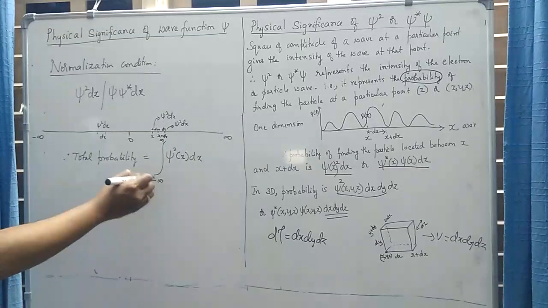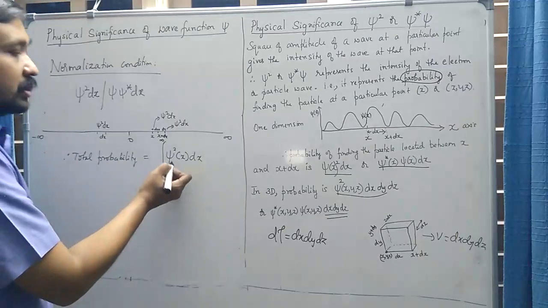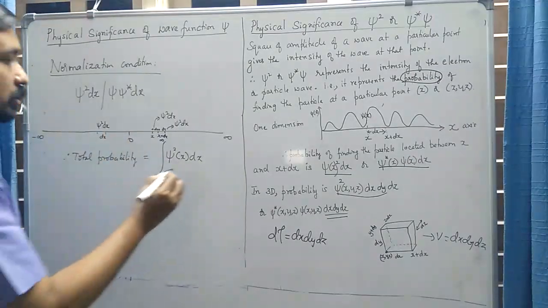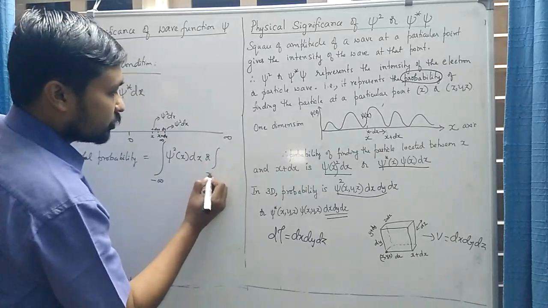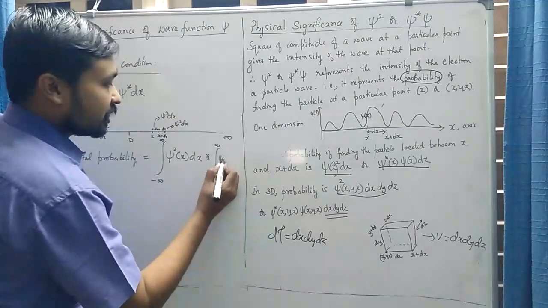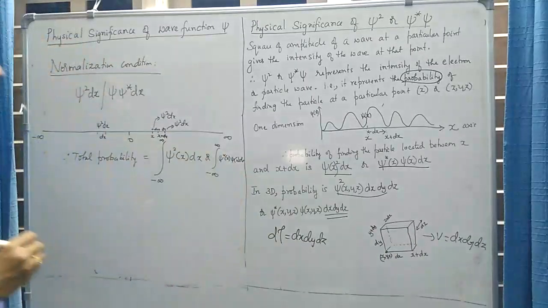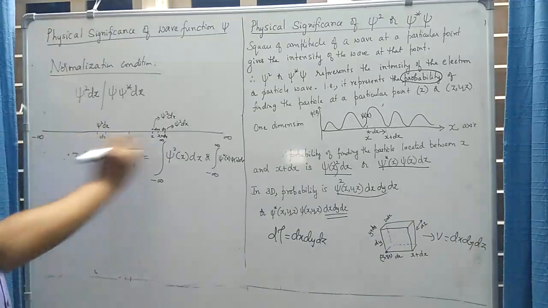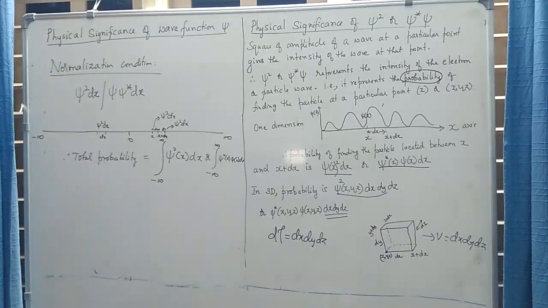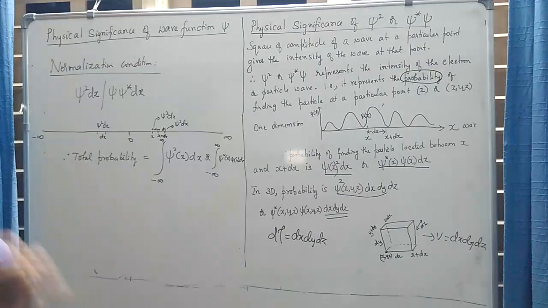So the total probability is the integration from minus infinity to plus infinity of psi square of x into dx, if psi is a real function. If it is a complex function, the total probability will be the integration from minus infinity to plus infinity of psi star of x into psi of x into dx. Now what is the total probability of finding the electron? The electron can be anywhere between minus infinity to plus infinity, but the total probability that the electron is somewhere between minus infinity to plus infinity should be equal to 1, right?